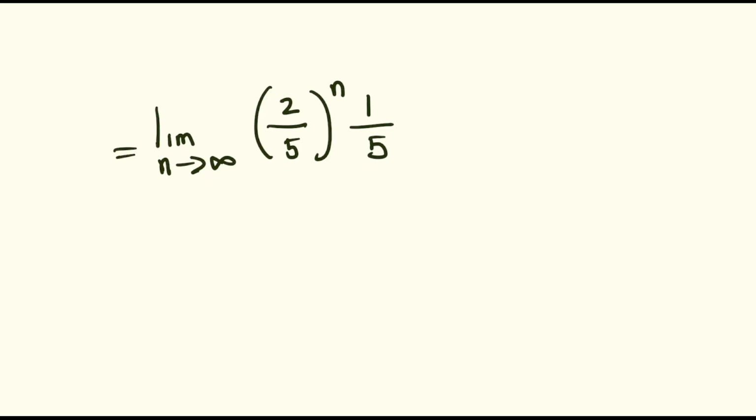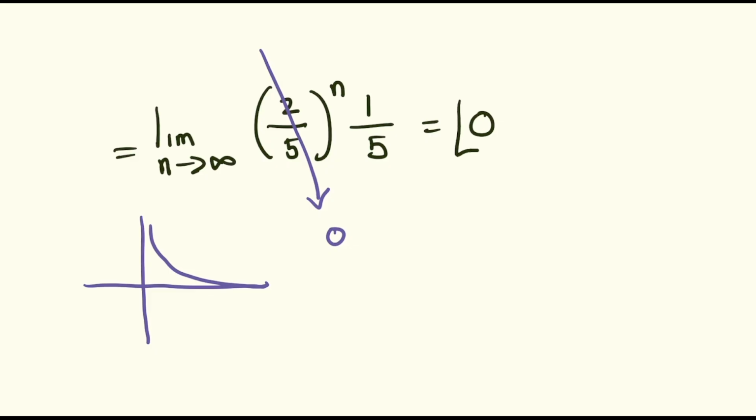And notice if we have (2/5)^n, that is going to be a fraction less than 1. And when we have a fraction and n goes to infinity, our graph is going to show that it actually goes down to 0. So this drops to 0, and 0 times anything is 0. So our solution is 0, and the sequence converges to 0.